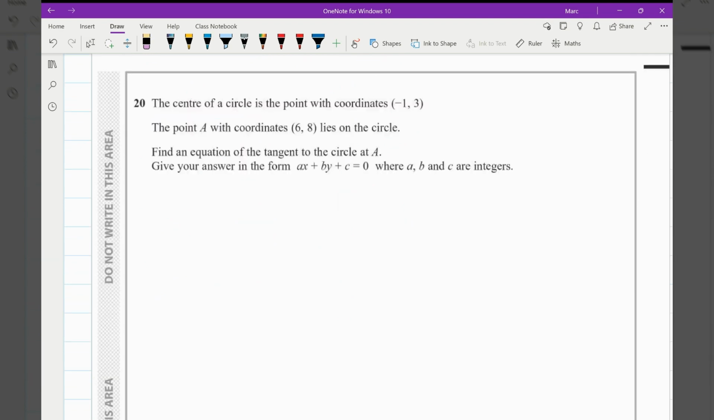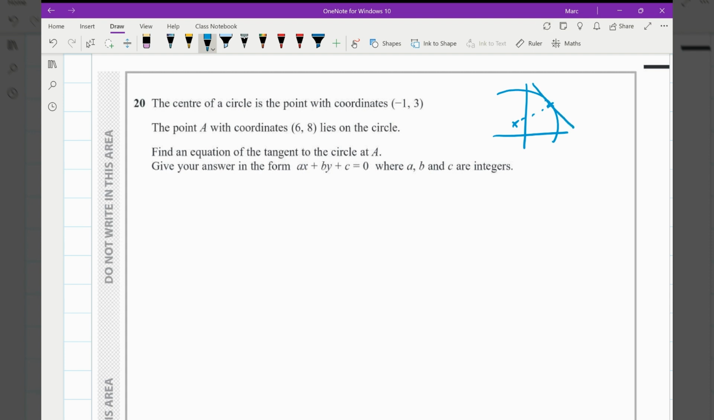Okay, question 20. This one's got a bit of A-level about it. First thing I'm going to do is just draw a sketch. If it's tricky, draw a picky. Minus 1, 3 is roughly there. 6, 8 will be roughly somewhere over here maybe. That's the center point, so that's going to be like a circle. That's the radius, and then that's going to be the tangent we're looking for.